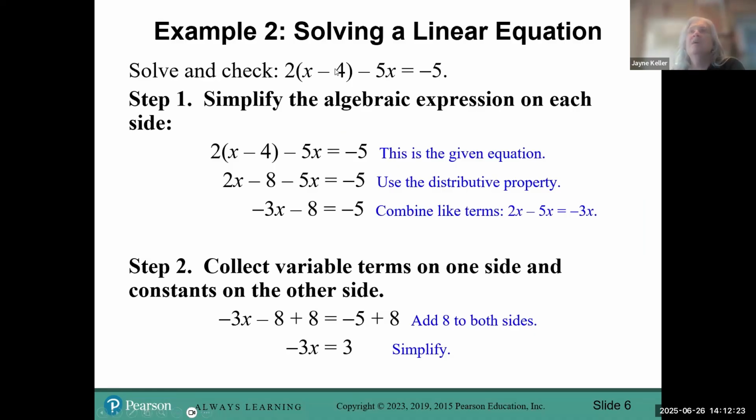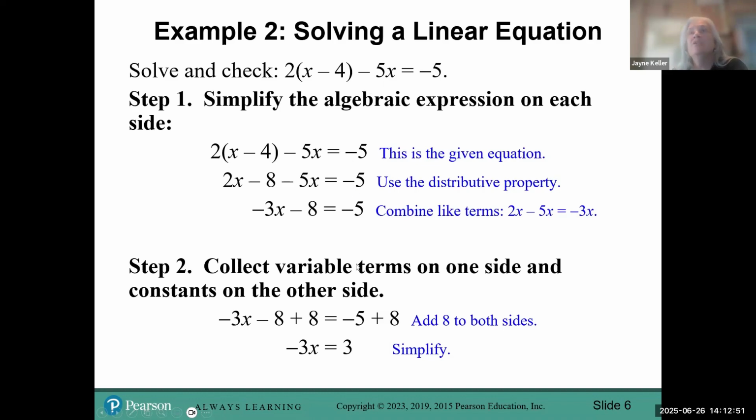We have 2 times x minus 4 minus 5x equals -5. So the expression on the right is as simple as it gets, but this expression we can simplify. And the first thing that we want to do is to distribute this. So we have 2 times x, which gives us 2x, and then 2 times -4, which gives us -8. And then we're just going to copy everything else down, the -5x and the -5.